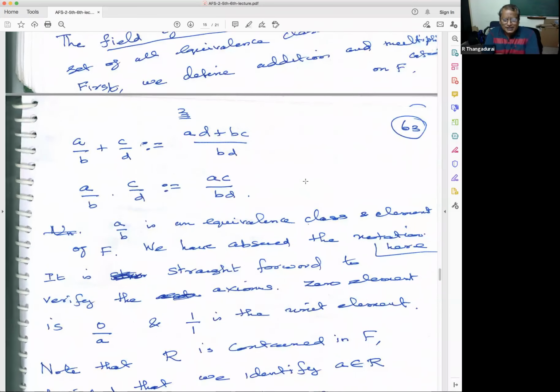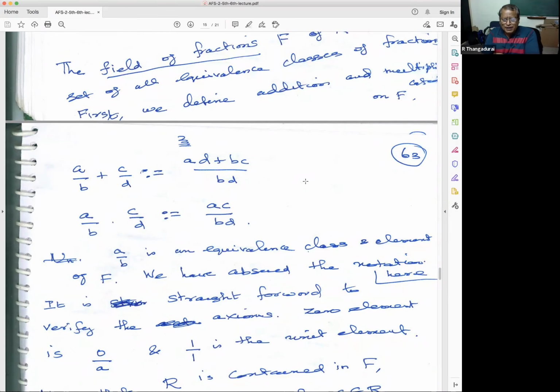What is the addition? A by B is an equivalence class now. I am just writing it like this; maybe we should have written a square bracket, but I am dropping the square bracket. A by B is a kind of representation. A by B plus C by D: two fractions, two equivalence classes I have taken, and I am adding. What does the addition mean? I am looking at the equivalence class of (AD plus BC) by BD.